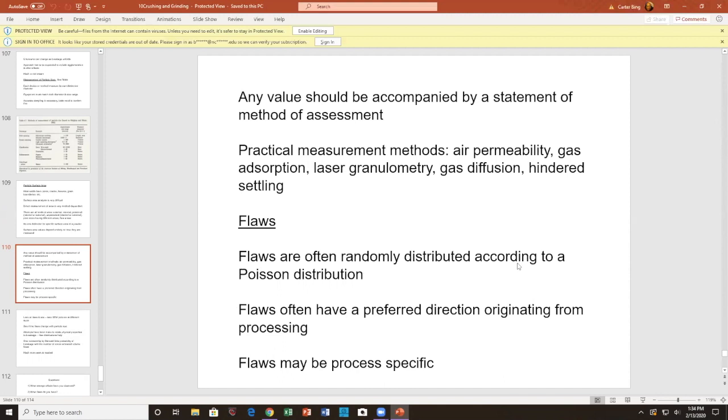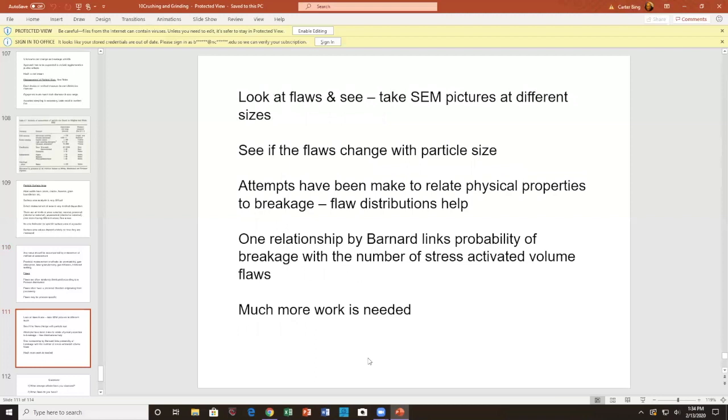Flaws are randomly distributed according to some distribution. I don't believe that; it's only one type. Flaws often have a preferential orientation, perhaps. Flaws are specific to the process, that's true. Look at flaws, take pictures at different sizes, see if flaws change with particle size. You better believe they will. Attempts have to be made to relate physical properties to breakage, i.e. flaw distributions help. One relationship links probability of breakage to the number of stress events. So anyway, much work is needed.